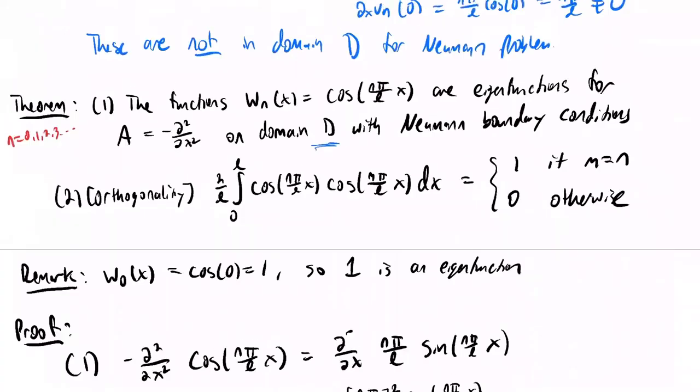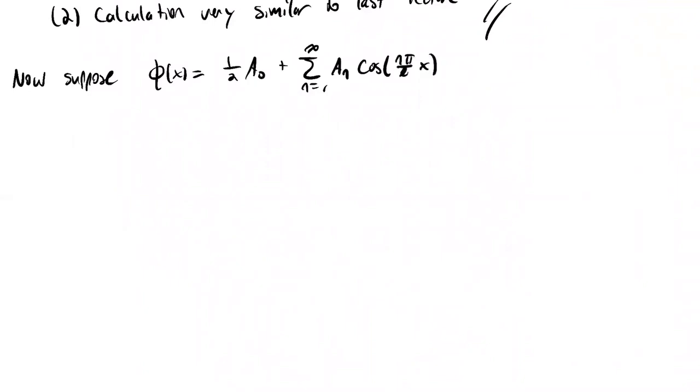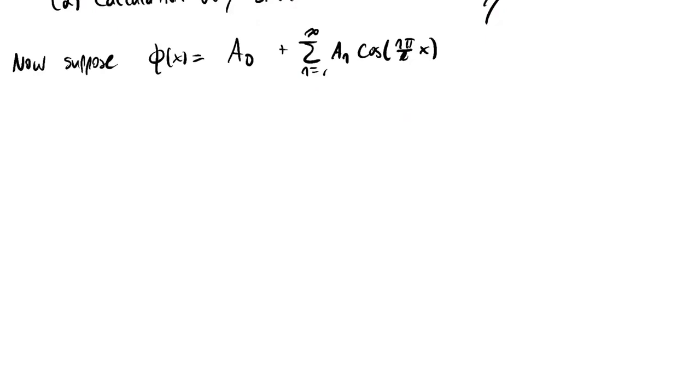Okay, and then finally, now let's suppose I have my function phi of x, which is given by 1/2 a zero plus the sum from n equals 1 to infinity of a n cosine n pi over L x. So I have my function given by this cosine series. And let's ignore the 1/2, let's absorb the 1/2 into the definition of a zero. A zero is just some constant, so 1/2 times a zero is also a constant. So I'm just going to relabel things so that I don't have to worry about the 1/2. So what we have here is exactly an eigenfunction decomposition in the sense we described last time.